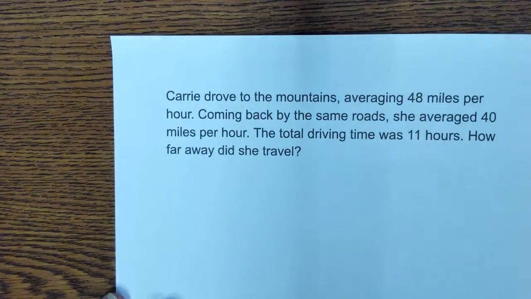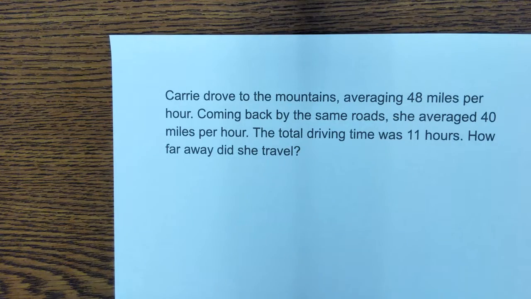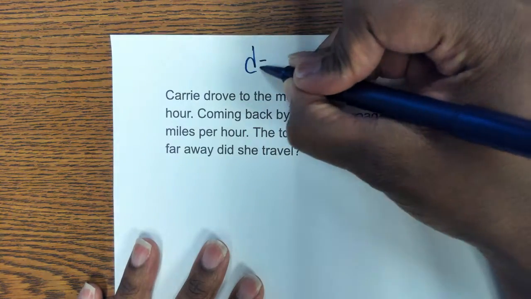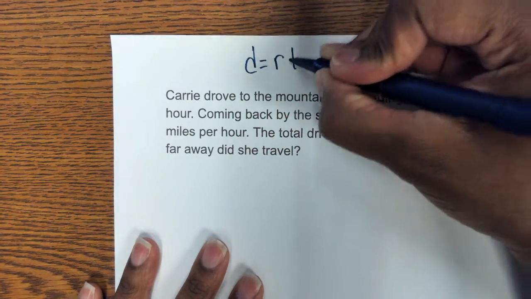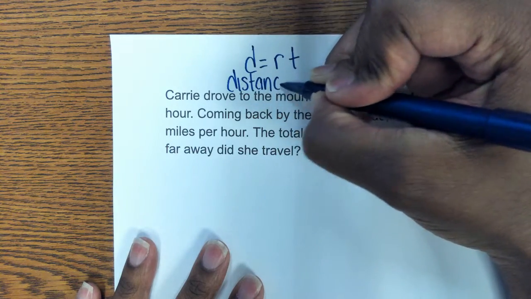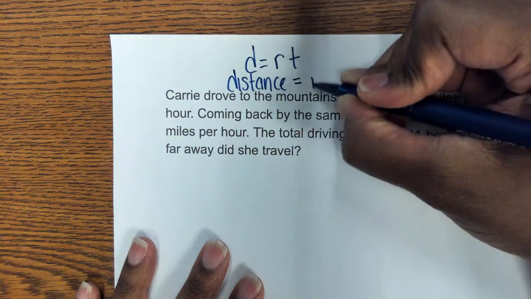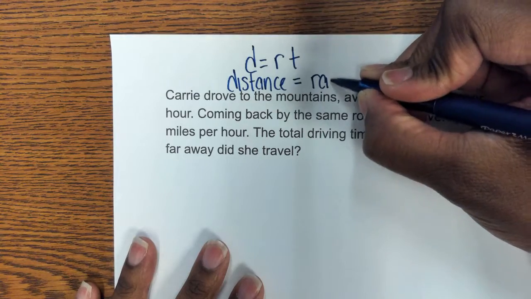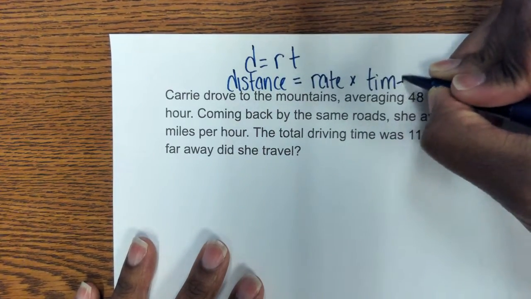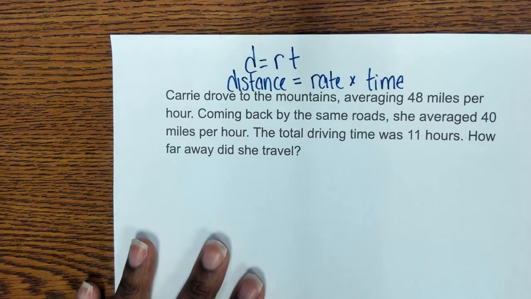I'm going to show you another distance problem. Before I begin, let me remind you that distance is equal to the rate times the time traveled. So that's distance is equal to the rate you're moving, or someone or something is moving, times the time that they are traveling.